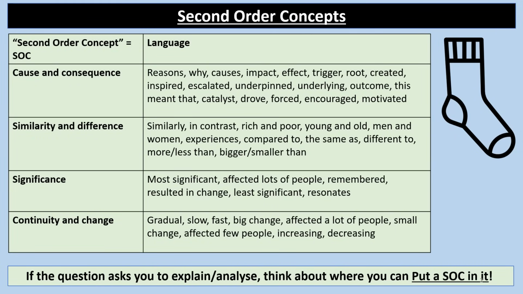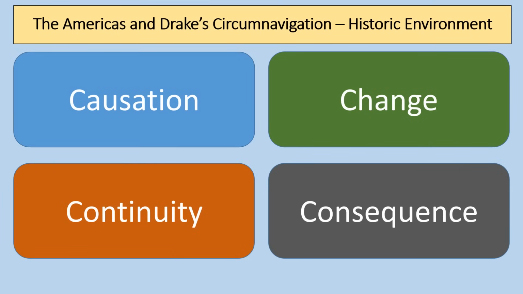One of the things to really focus in on are the second order concepts in history. So thinking about the kind of language you might use, and we'll come back to this a little bit later in the presentation. But the second order concepts in history are cause and consequence, similarity and difference, significance, and continuity and change. Now, for the historic environment, you really need to focus in on causation, change, continuity, and consequence in terms of thinking about the types of questions that you might get. So a really good way to revise is to think about these key elements of the question when you are preparing for answering this examination.